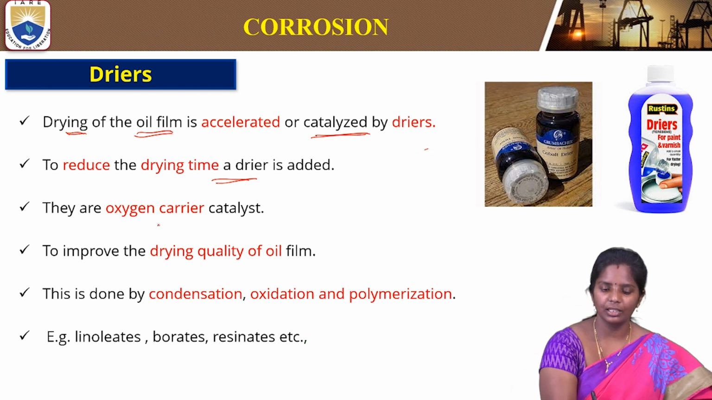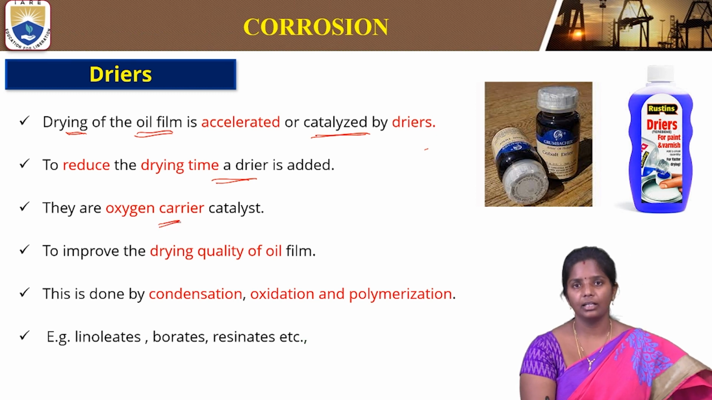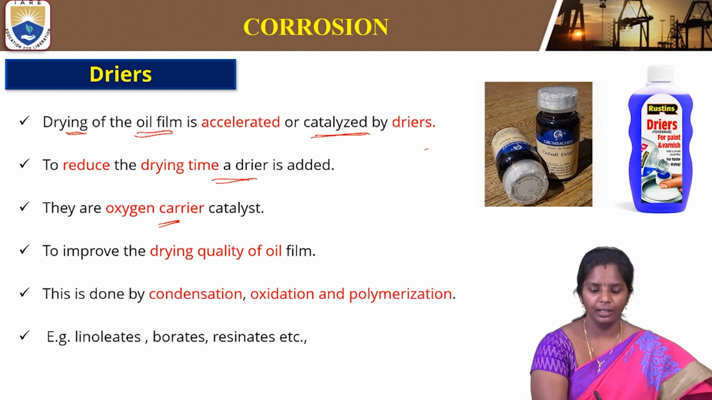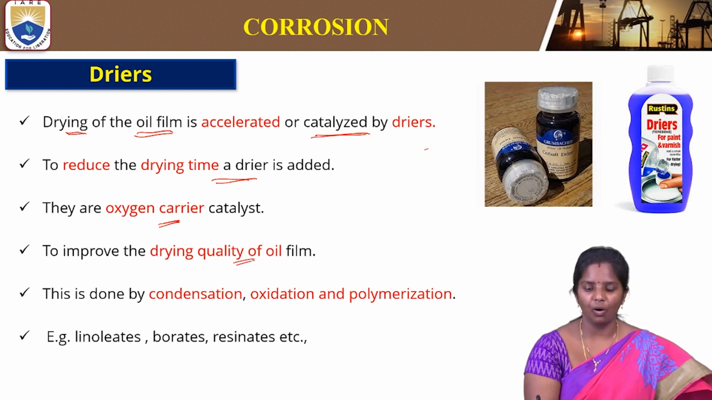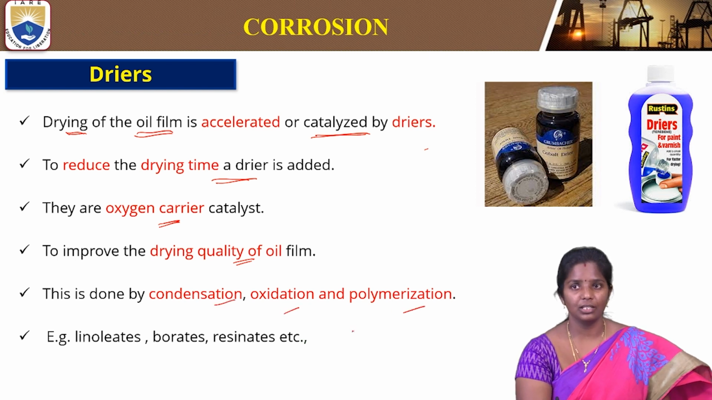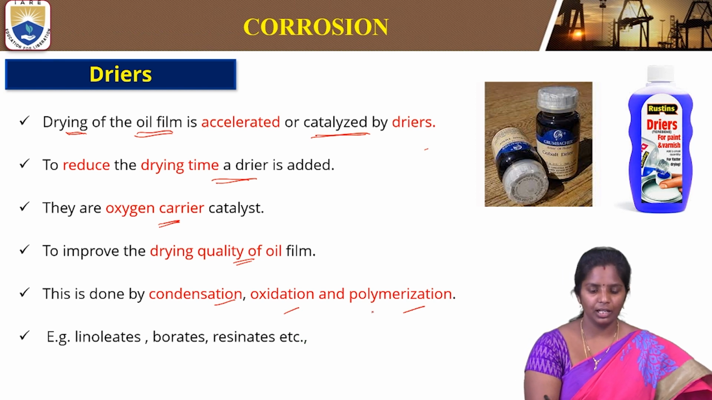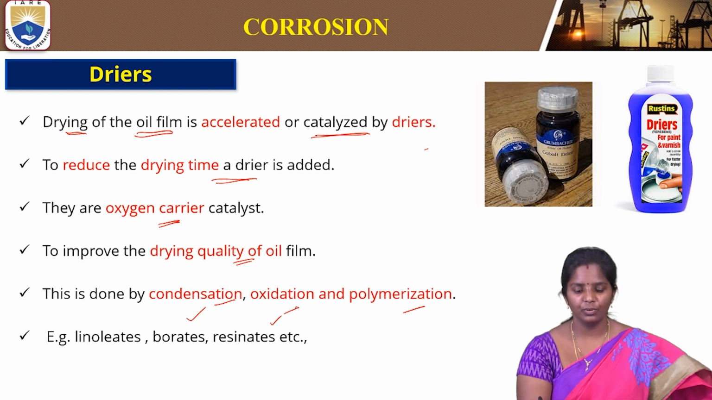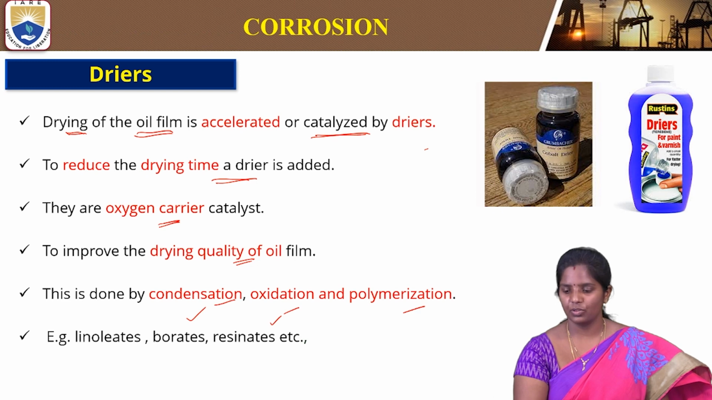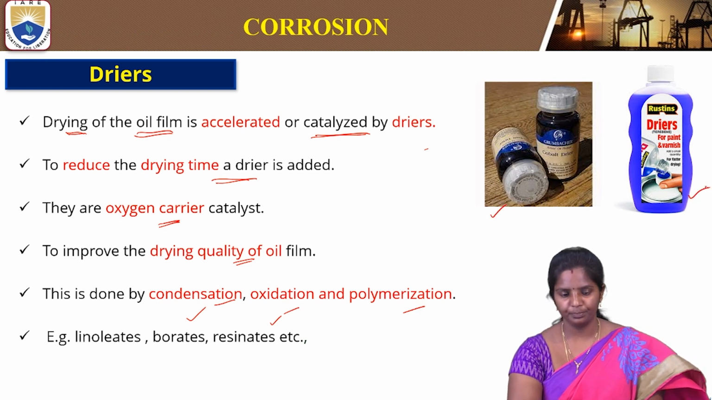So they act as an oxygen carrier catalyst, so that it will help in drying and improve the drying quality of the oil film. And this is done by condensation, oxidation and polymerization reactions that take place and help in drying. Examples are linoleates, borates, resinates. These are some of the chemical compounds that are used as dryers in the paints. So these are commercially used dryers for the paints.